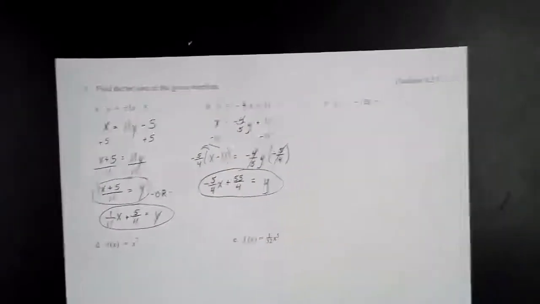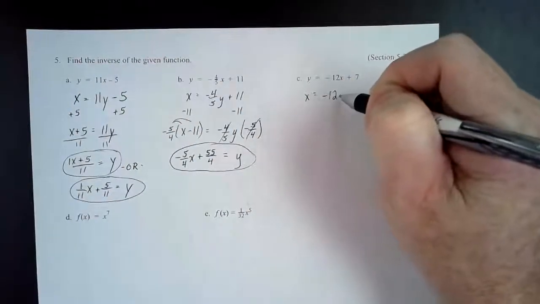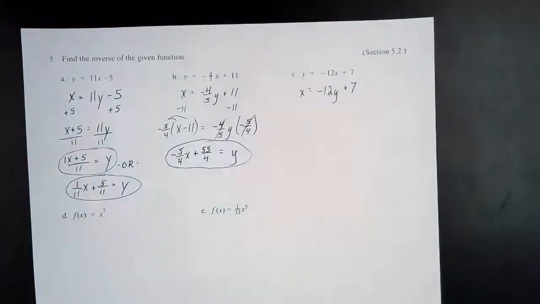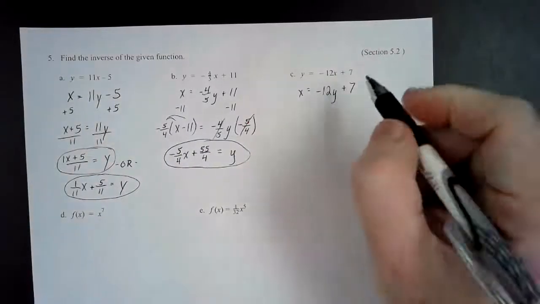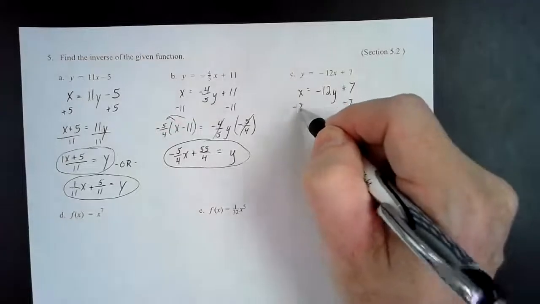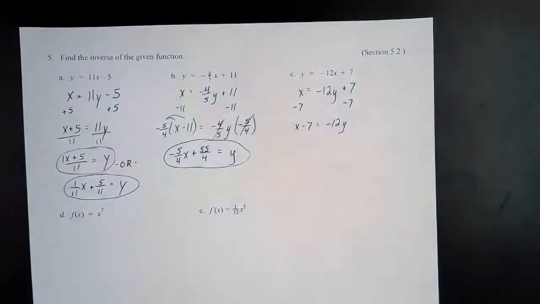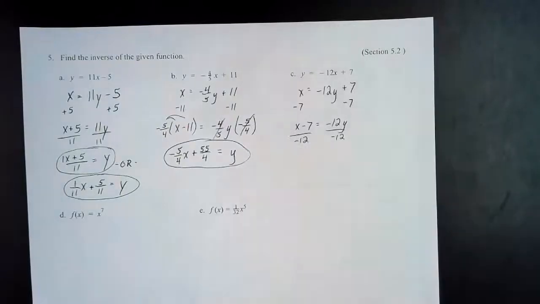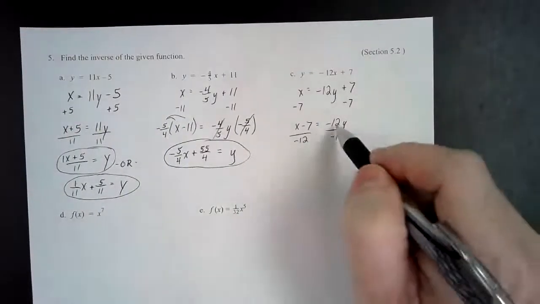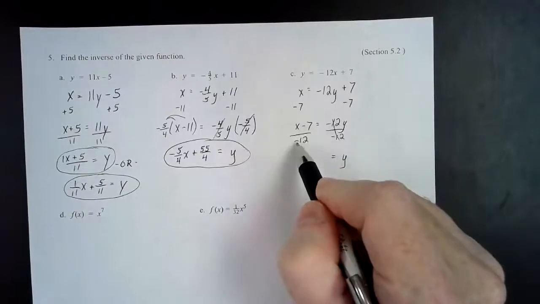Letter C, swapping the letters, x equals negative 12y plus 7. We're getting the inverse here, that's why we're switching x and y. We need to get rid of that 7. So x minus 7 equals negative 12y. Now we have to get rid of that negative 12. So again, I'm going to split it into the two fractions here. So we have y equals, so there's a 1 over negative 12.